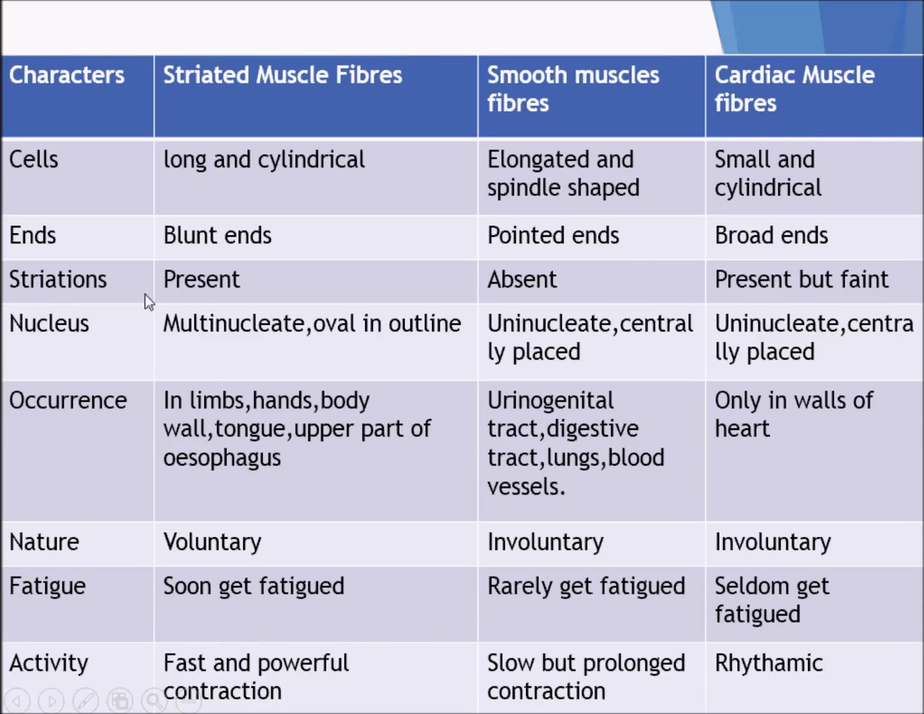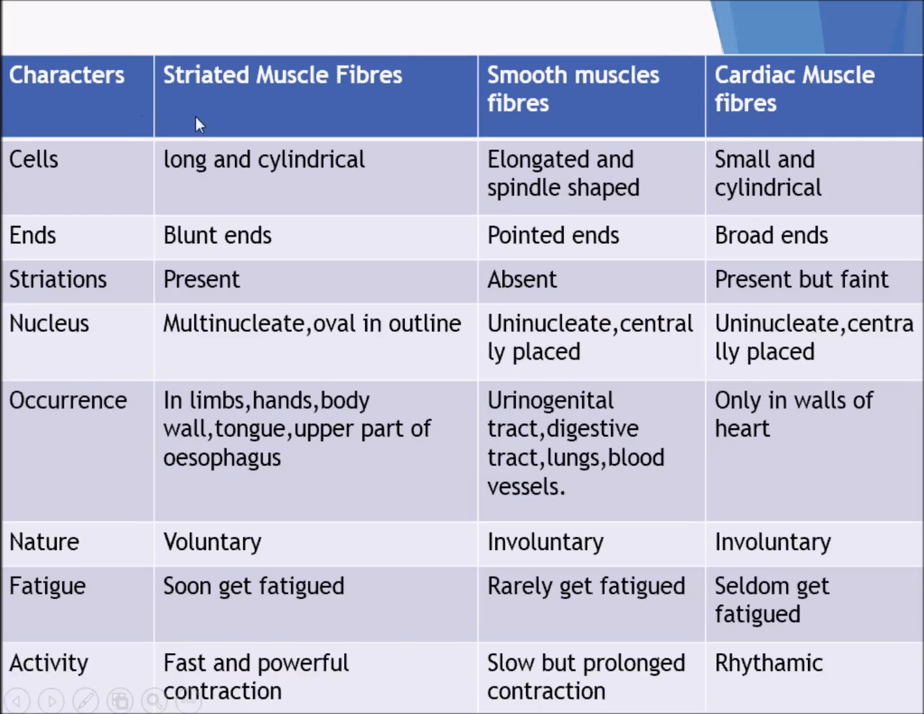Striations or the bands. They are present in case of striated muscles, absent in case of smooth muscles, but again present in case of cardiac muscles. Nucleus. Striated muscles are multinucleated, oval in outline, and peripherally placed. Smooth muscles are uninucleated and centrally placed. Cardiac muscles, uninucleated, centrally placed.